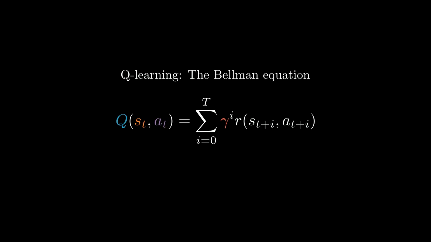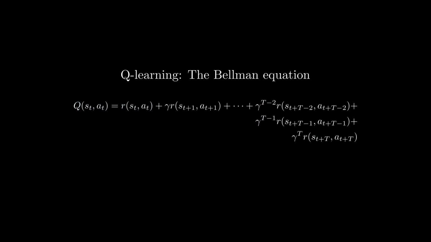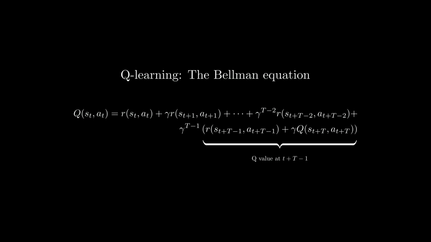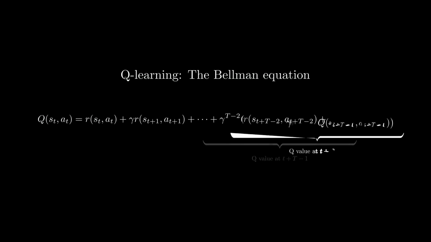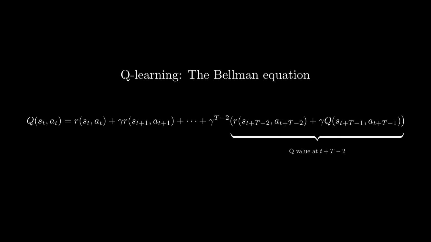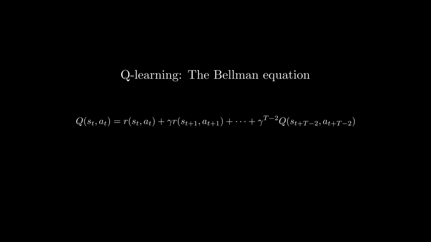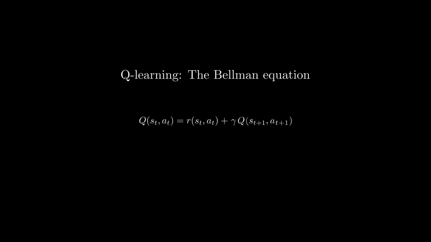A reward is high if you take a desirable action given your current state, and low if you take an undesirable action. If we expand this sum, the last term gives the Q value at time t plus capital T. Then we can simplify this part as the Q value at time t plus capital T minus 1. And we can keep on doing this until we just get 2 terms. And we also choose actions so that rewards are maximized. This expression is a lot easier to handle.